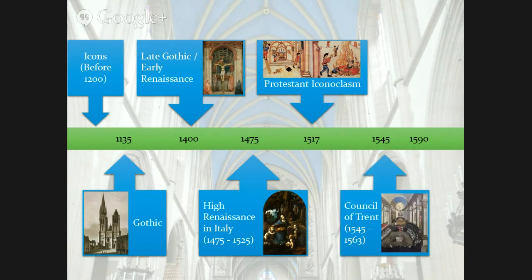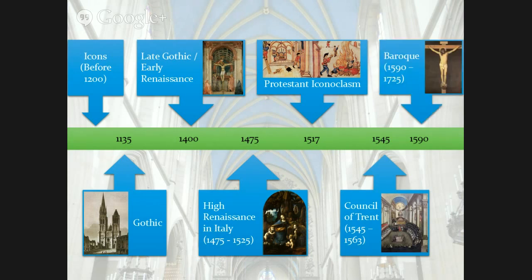The church responds with the Council of Trent and the Catholic Reformation, and the Baroque style of art is going to be the style of the Catholic Counter-Reformation.